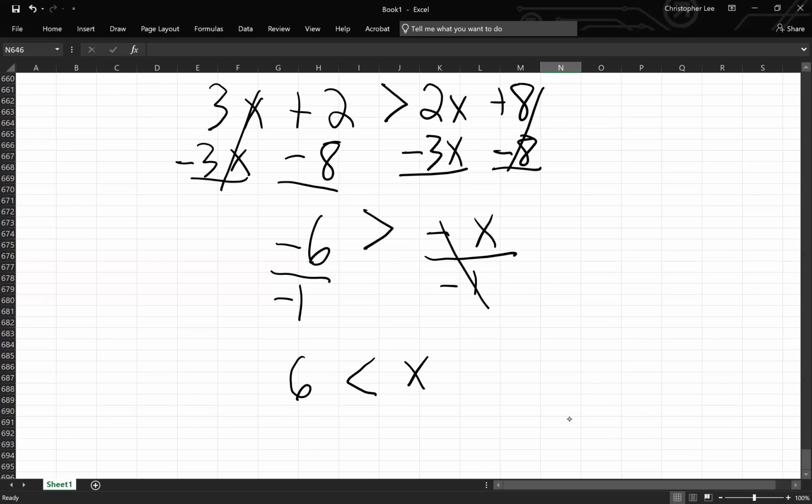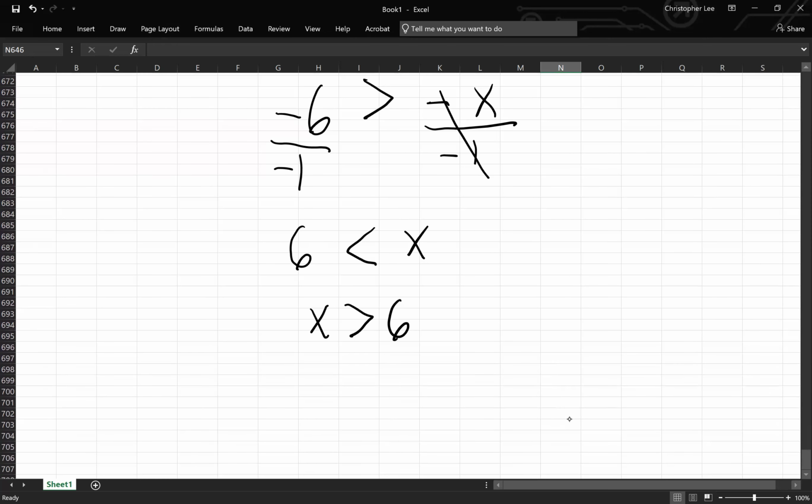Read in reverse, this becomes what? X is greater than 6, right? So that's how this works.